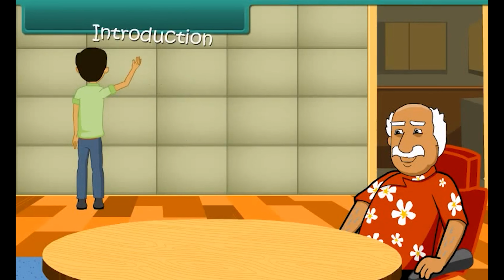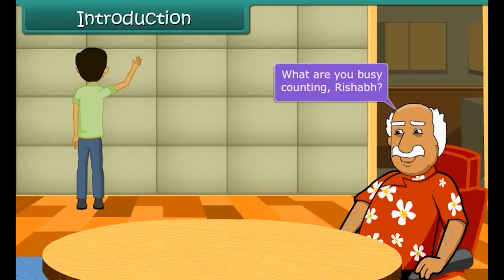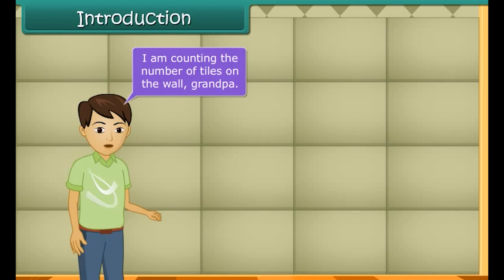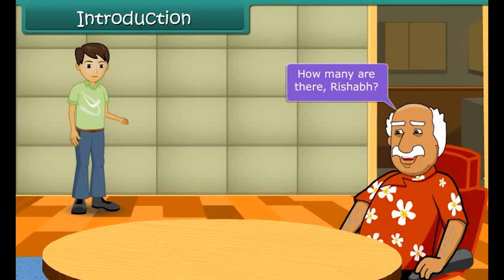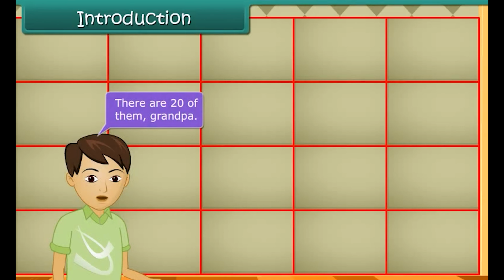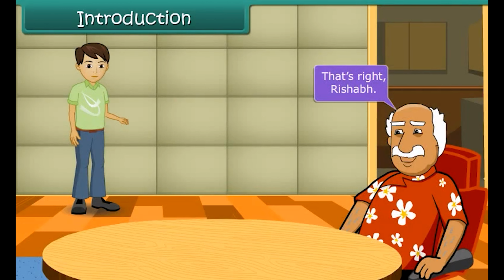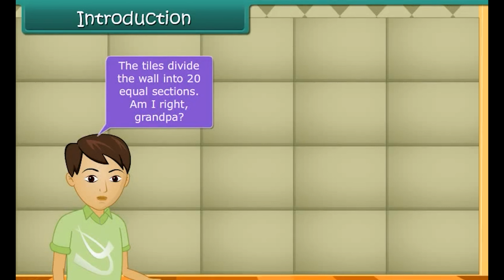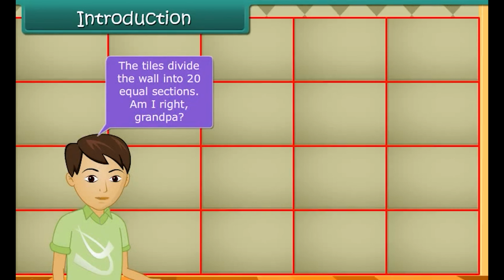Introduction. What are you busy counting, Rishabh? I am counting the number of tiles on the wall, Grandpa. How many are there, Rishabh? There are 20 of them, Grandpa. That's right, Rishabh. The tiles divide the wall into 20 equal sections.